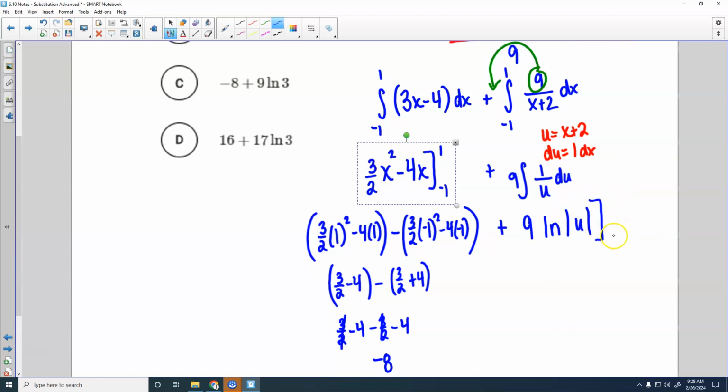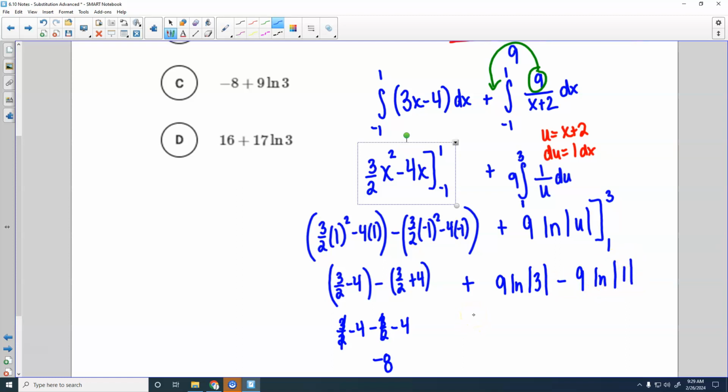And that is evaluated from, oh wait, do I have to go back to regular numbers on this? I can just change my limits. So if I put negative 1 in here, negative 1 plus 2 gives me 1. I should have done that up here. And then 1 plus 2 is going to give me 3. This is looking even more like it's going to be C. I see the 9, I see a 3. So I'm going to have 9 natural log of the absolute value of 3 minus 9 natural log of the absolute value of 1.